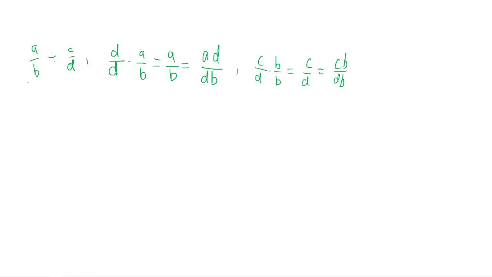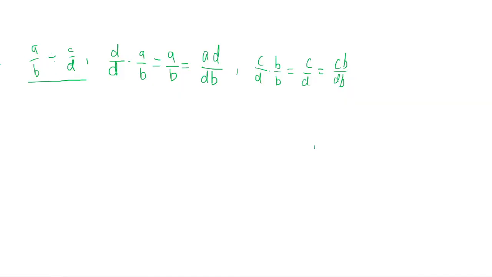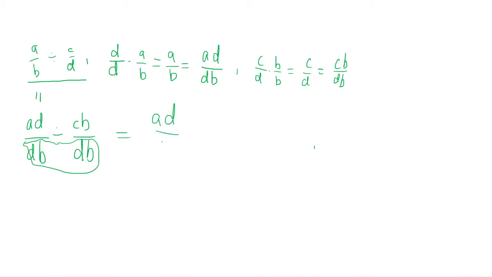Okay, so the fractions here are actually equal to ad divided by db, divided by cb divided by db. And we have the same denominators here, so we simply just divide the first numerator by the second numerator, which is equal to ad divided by cb. So ad divided by cb is equal to a divided by b divided by c divided by d.